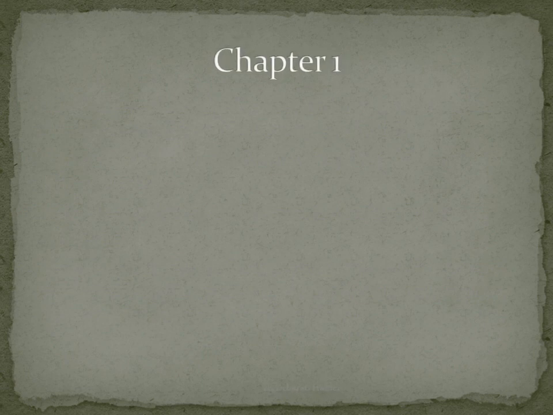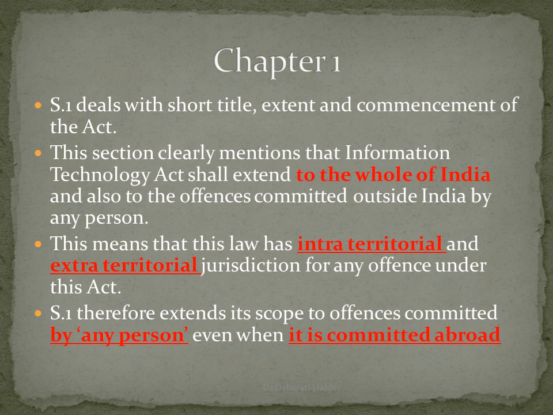Now, let us start discussions on Chapter 1. Section 1 deals with short title, extent and commencement of the Act. This section clearly mentions that the Information Technology Act shall extend to the whole of India and also to offences committed outside India by any person. This means that this law has intra-territorial and extraterritorial jurisdiction for any offence under this Act. Section 1 therefore extends its scope to offences committed by any person even when committed abroad.